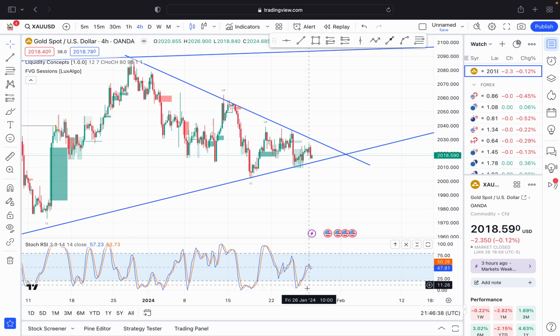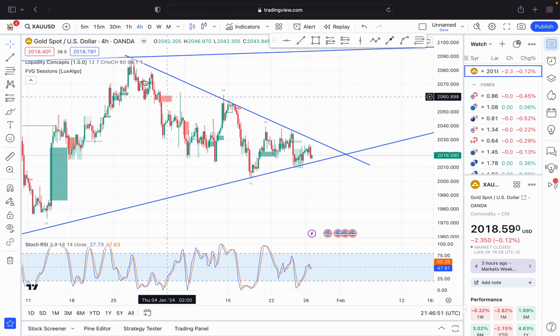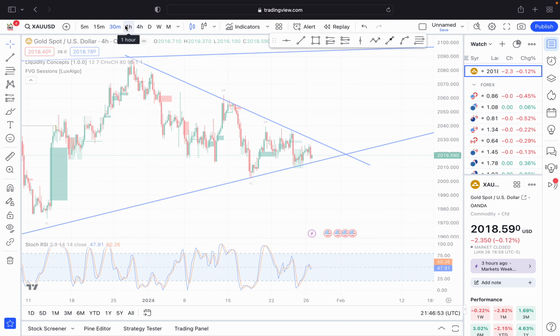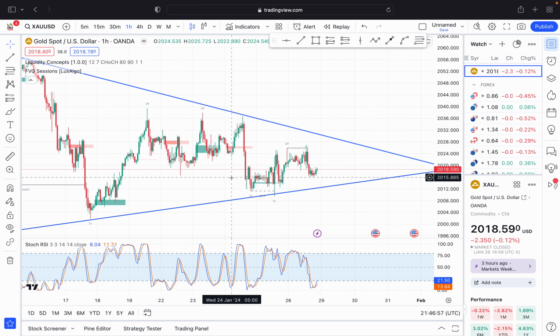Obviously it's got to be oversold on the RSI as well when it comes and retests. So for example, this was a solid opportunity here on the daily, where it had come down and retested here because it's oversold on the stock RSI here. I'd always drop down to the smaller time frame, so the 1 hour and 30 minutes, to see rejection.